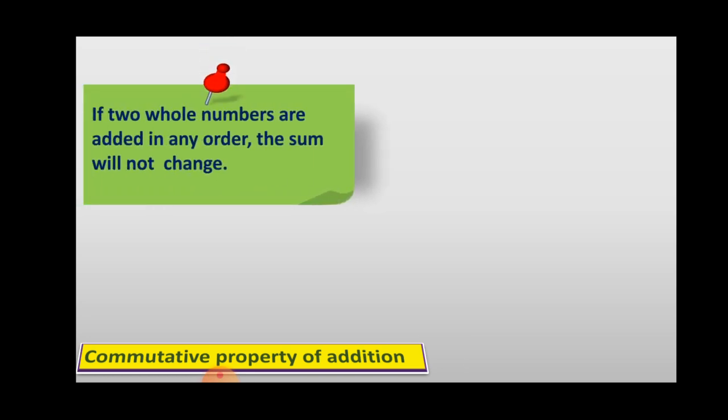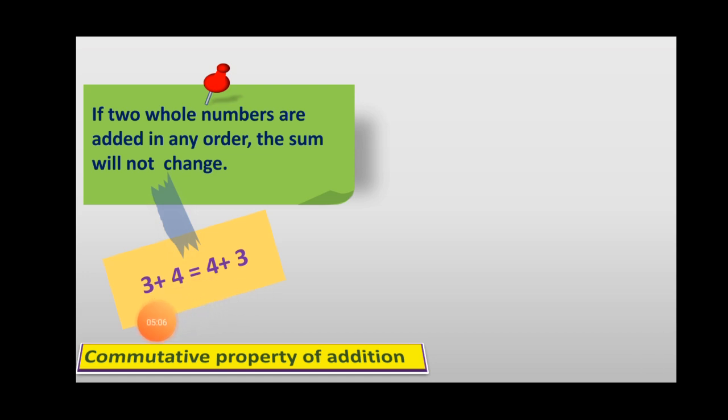So here comes another property, that is commutative property of addition. Let us understand what this property says. You can see that here we have taken whole numbers like 3 and 4, and we have taken the same whole numbers on both sides of the equals sign.